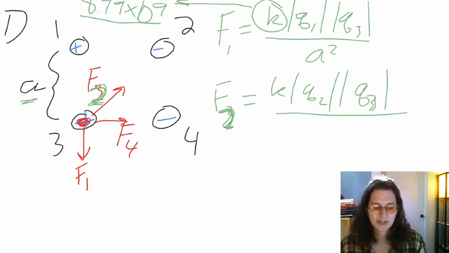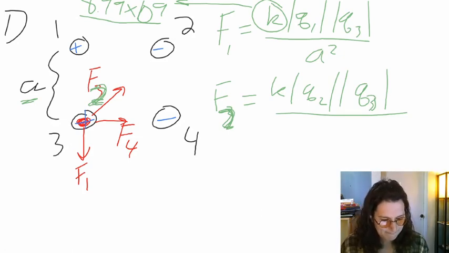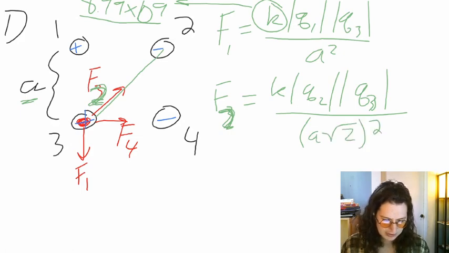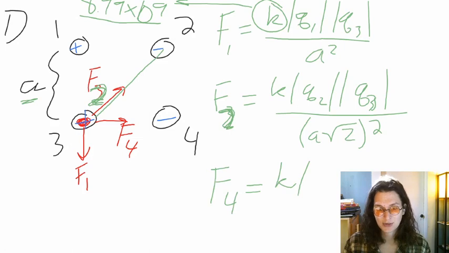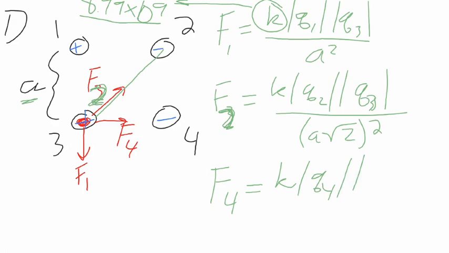Now, the distance between them is not just a side length. Our side length is A, but these two are separated along a diagonal. So along a diagonal, you have the side length times the square root of 2 for a square. So this will be A root 2 squared. All right, and then the last thing is our force F4. F4 is equal to K times the absolute value of the charge creating this force, which is Q4, times the absolute value of Q3 that is experiencing the force, over the distance between them, which is, again, just a side length. So that'll just be A squared.